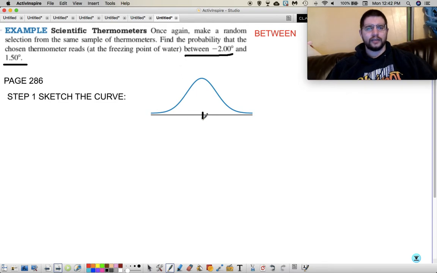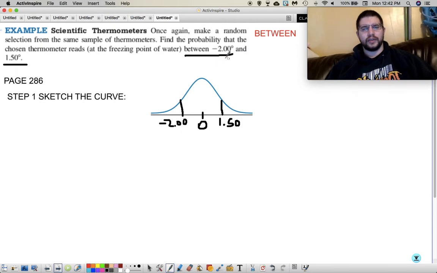So again, let's sketch it. Your mean is always in the middle, standard normal, so 0 is our mean. We've got two z-scores though this time. One's positive, one's negative, so I'll put them on either side. This is negative 2.00. This is 1.50. Now, you could put Z1 and Z2 underneath these, but I've got enough space though, so I'll just write it out.